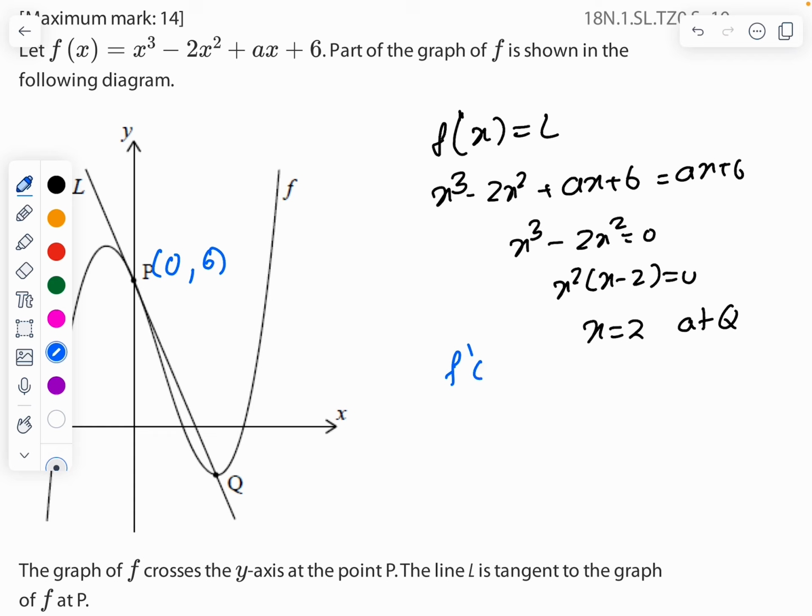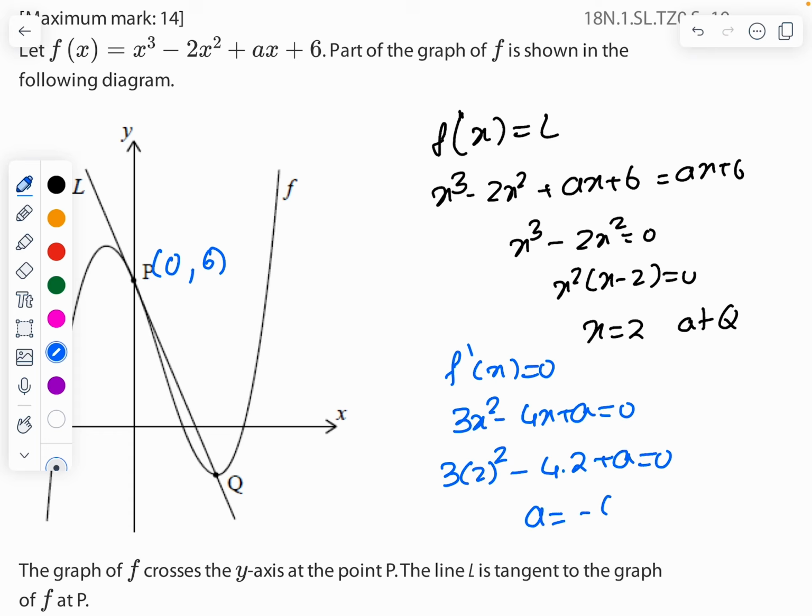Now f prime x equals 0, because at the minimum point f prime x should be equal to 0. So 3x squared minus 4x plus a equals 0. But x is 2, right? So 3 times 2 squared minus 4 times 2 plus a equals 0. This gives me a value of negative 4.